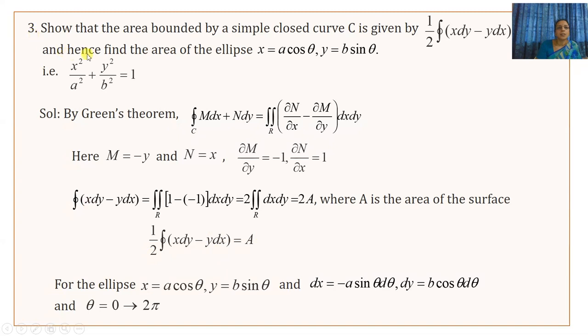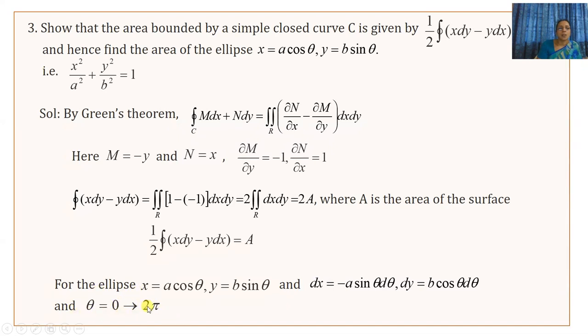And it is also asked to find the area of the ellipse, x is equal to a cos theta, y is equal to b sin theta. Now substituting x is equal to a cos theta, dx is minus a sin theta d theta, the derivative of cos theta being minus sin theta. Y is equal to b sin theta implies dy is equal to b cos theta d theta, and theta is from 0 to 2 pi. For an ellipse, the complete angle is 0 to 2 pi.